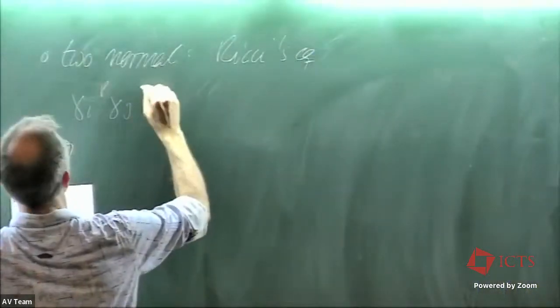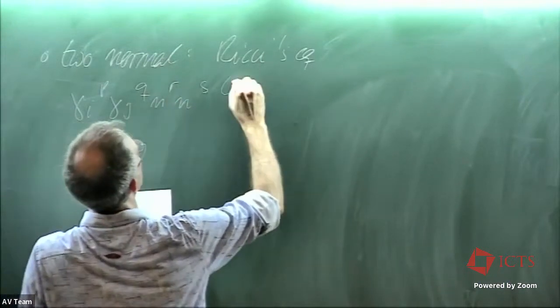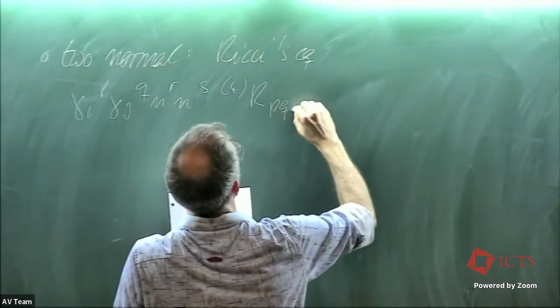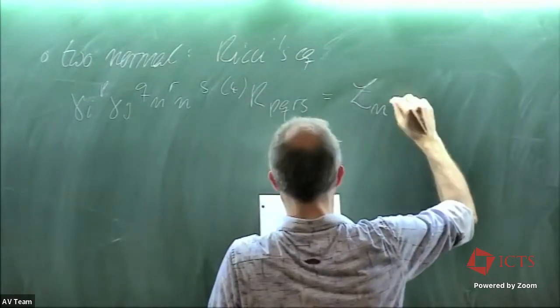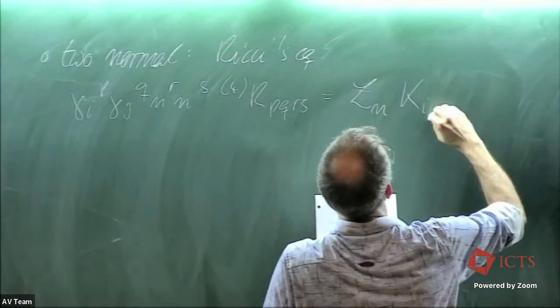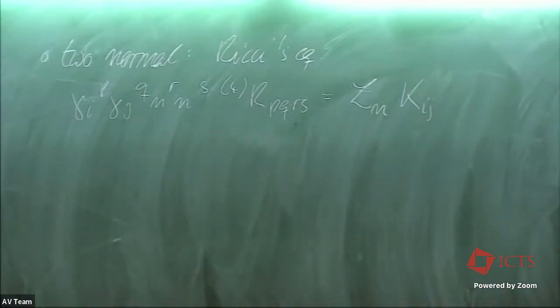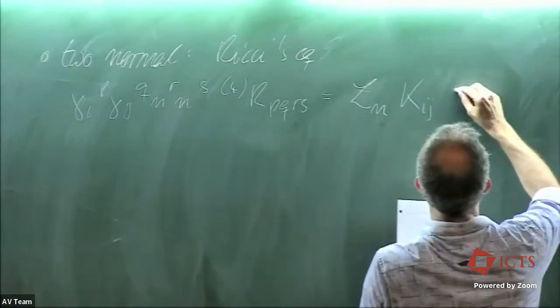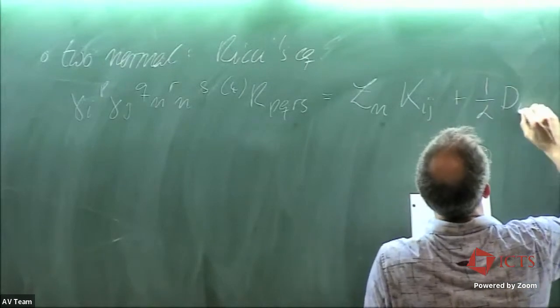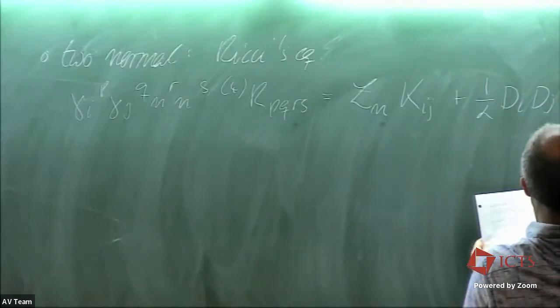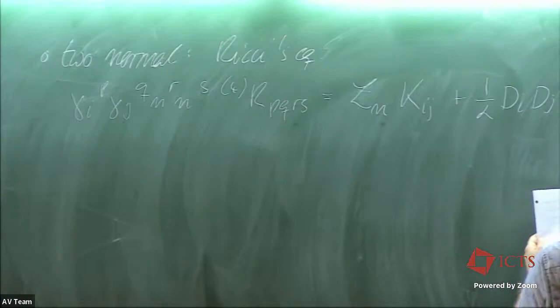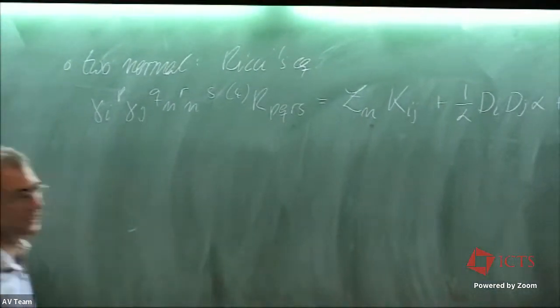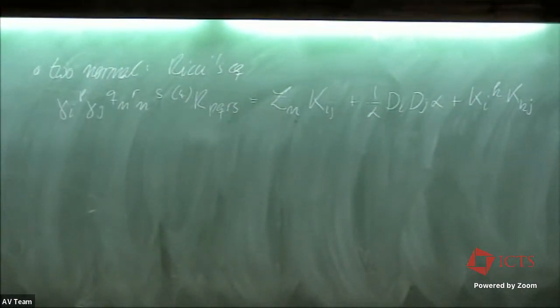That gives us Ricci's equation, namely gamma IP, gamma JQ, and n R n S times R PQRS equals the derivative along the normal of Kij. Think of Kij as the second space derivative of the metric, right? Plus 1 over alpha D i D j alpha plus K ik K kj. Okay, so these are the three equations that we're getting from this projection.